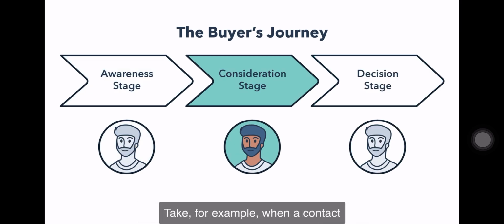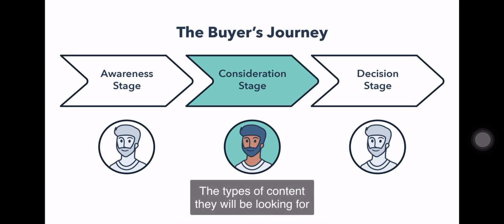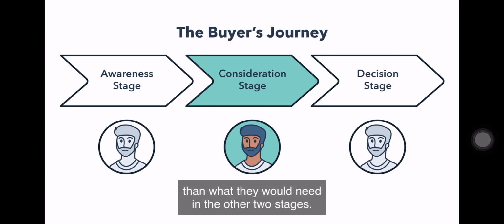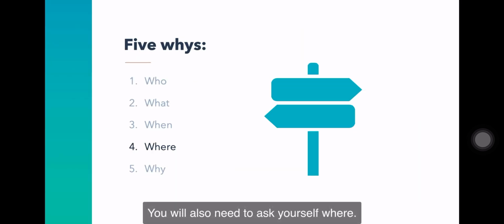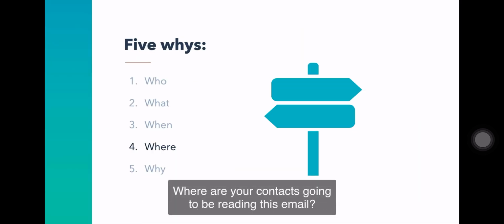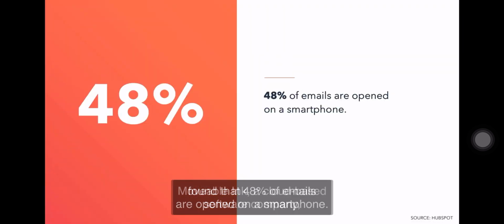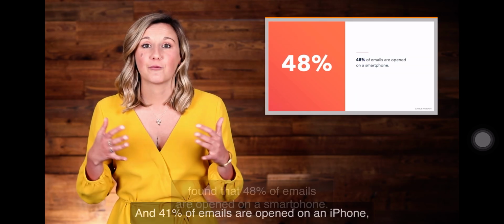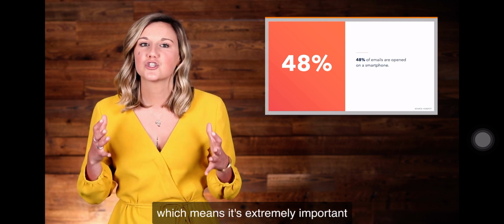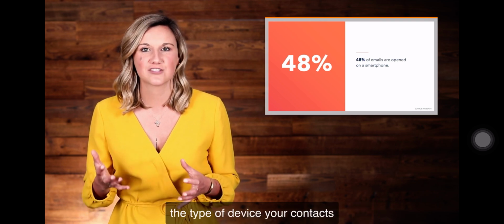Take, for example, when a contact is in the consideration stage. The types of content they will be looking for will be drastically different than what they would need in the other 2 stages. In this stage, they have defined their problem and are actively researching different solutions. You will also need to ask yourself, where? Where are your contacts going to be reading this email? Movable Inc., a cloud-based software company, found that 48% of emails are opened on a smartphone and 41% of emails are opened on an iPhone, which means it's extremely important for you to keep in mind the type of device your contacts will be viewing your email on.